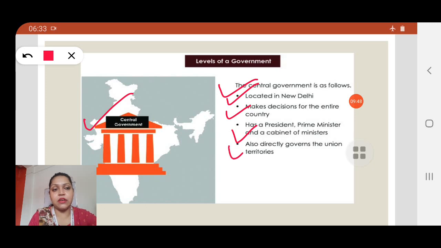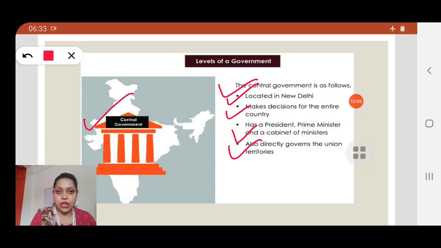Also directly governs the union territories. The central government, not only do they take decisions, they make rules for the entire country, they also directly govern the union territories. The union territories are directly under the central government.